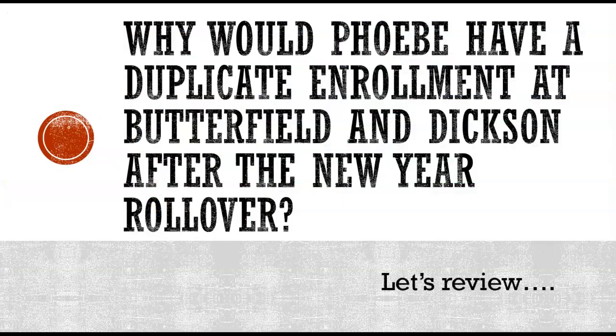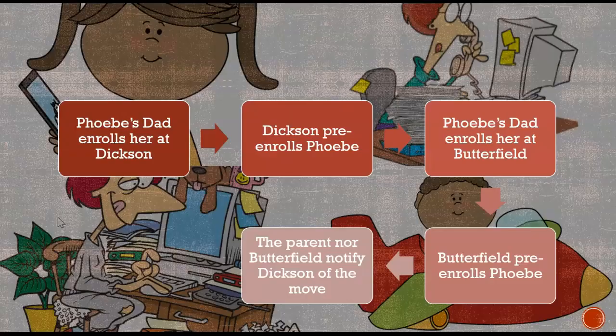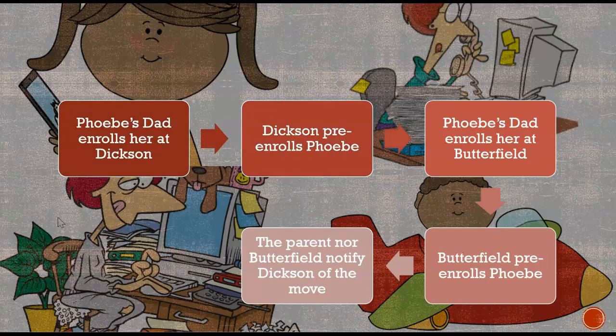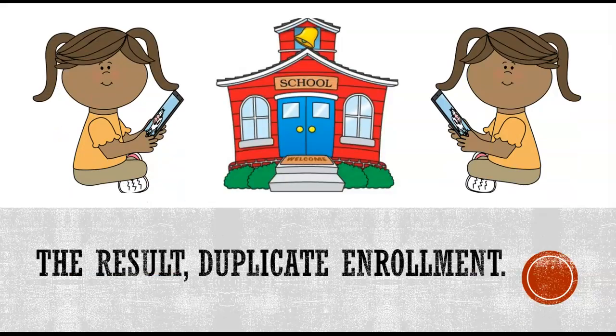Why would Phoebe have a duplicate enrollment at Butterfield and Dixon after the New Year rollover? Well, let's review. Phoebe's dad enrolls her at Dixon. Dixon pre-enrolls Phoebe. Phoebe's dad enrolls her at Butterfield, and Butterfield pre-enrolls Phoebe. Neither the parent nor Butterfield notified Dixon of the move. The result is a duplicate enrollment for Phoebe.